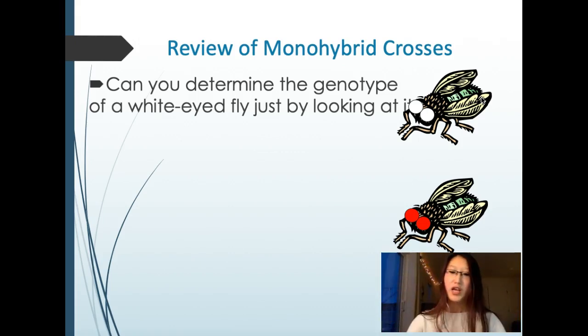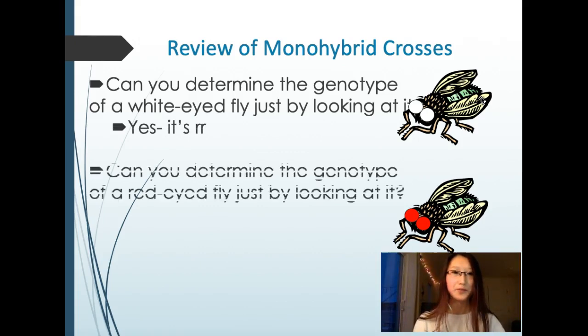Yes, you can, because if we know that white eye is recessive to red eye, the only way that a fruit fly can have white eyes is when it has two recessive alleles. Remember the wording. Some people are still confused about genes and alleles. Two recessive alleles are expressed as little r, little r. Write that down in your notes, and make sure you understand what's going on.